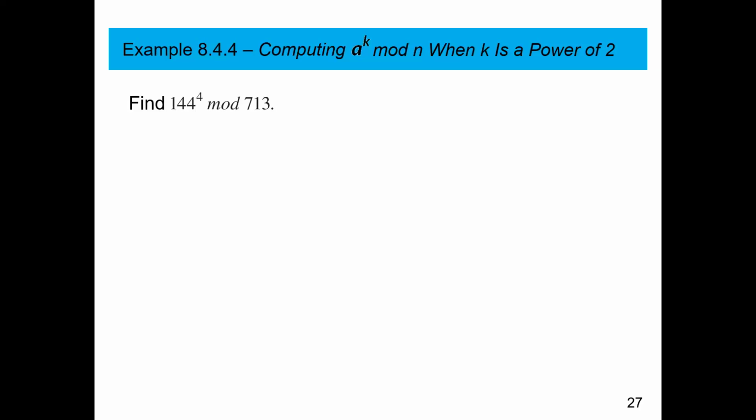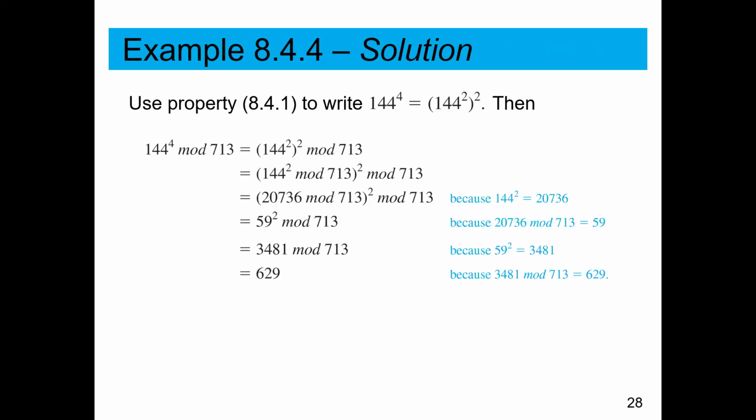Instead, a better way to do this is, remember, raising this to the 4th power is 144 squared, squared. So let's just take 144 and square that. That's going to give me this, which mod 713 is 59. I then square that, and it gives me this, which mod 713 is 629. Because I simply did this by squaring each step, it became so much easier than if I had tried to break it down some other way.